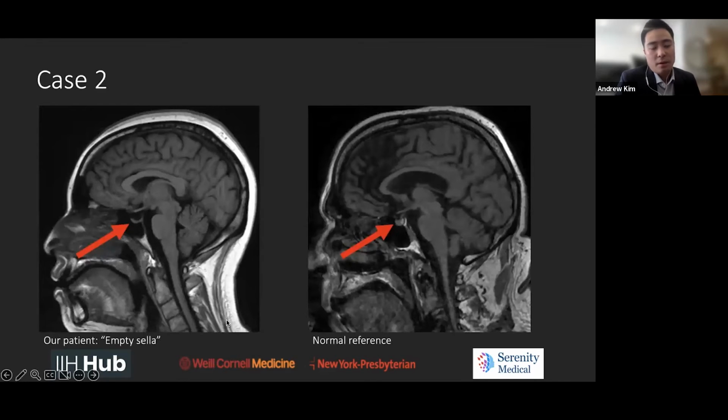And we have the same setup here. On the left, we have our patient. On the right is the same normal patient as a normal reference. And you can see that our patient on the left has the same empty sella. You can see that there's this really flattened pituitary gland along the inferior aspect of the sella turcica. And again, these are sagittal T1 sequences through the midline of the brain.